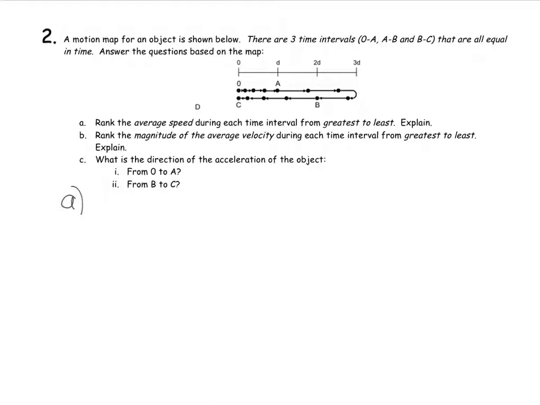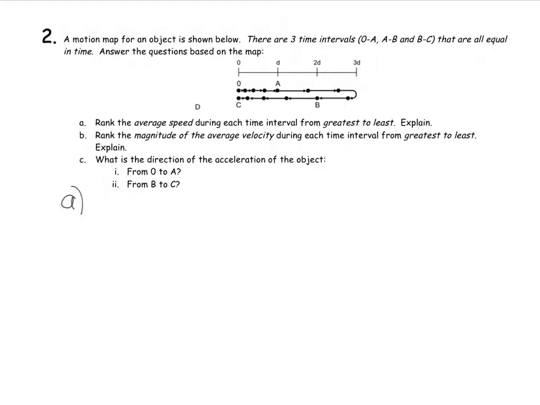Okay, so for problem 3 here, we have a motion map for an object, and we're going to answer some questions based off of this motion map. We see it's split into 3 time intervals. We have time 0 to time A, time A to time B, and time B to time C.